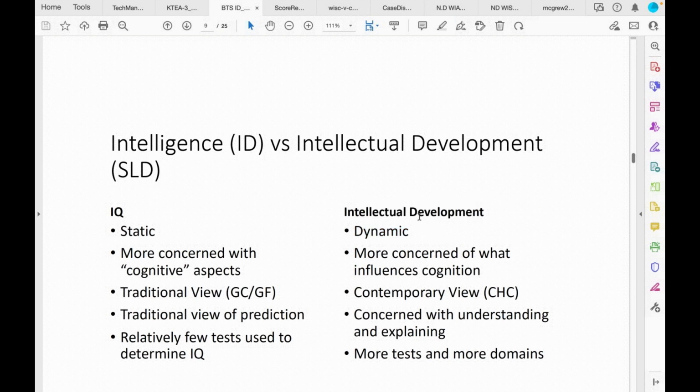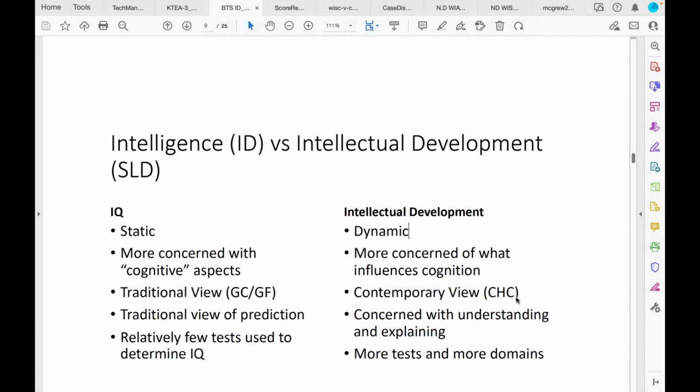All right, so intelligence versus intellectual development. We use intellectual development in our practice, especially when we talk about CSEP, because intellectual development is what the law says. And intellectual development is different from intelligence. And here are some key differences between intelligence versus intellectual development.